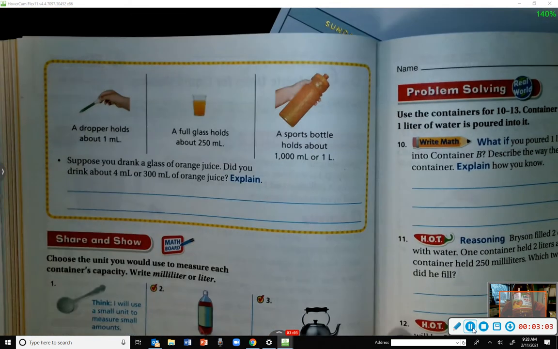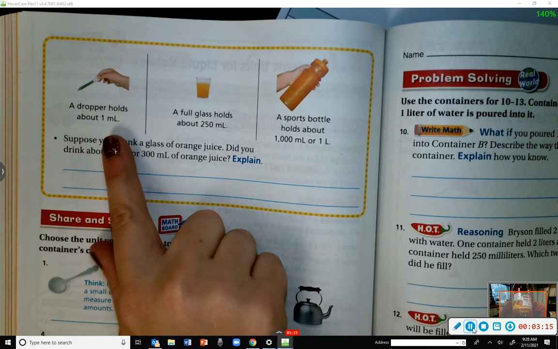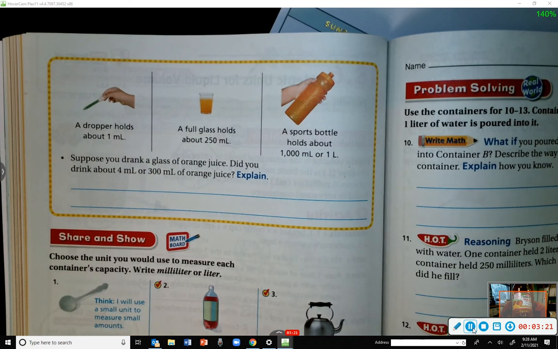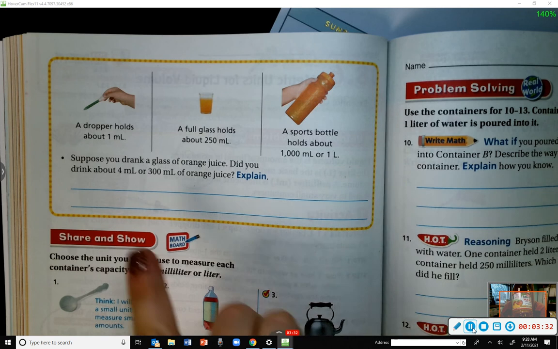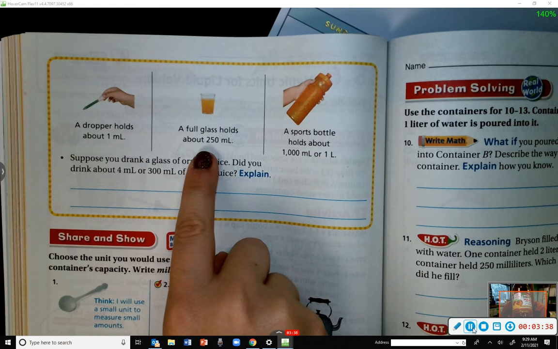Okay, so on page 596, the very top, in your volume 2 workbook, we see 3 different containers. Right here is a medicine dropper. Have y'all seen one of those before? Yes. Like where your mom will squeeze it and it sucks up the liquid for medicine. Okay, one of those little droppers is measured in milliliters. Okay, so it's very, very small. Then you go to a cup of juice. So about 250 milliliters is a cup of juice.